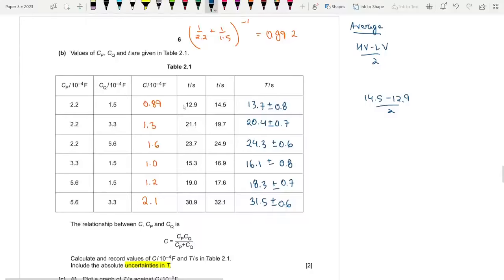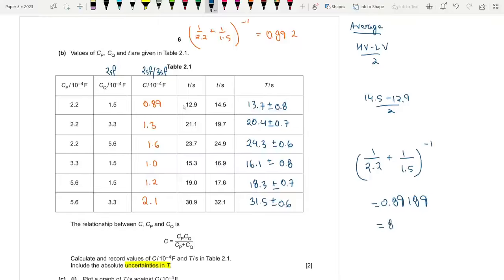For example, 1 by 2.2 plus 1 divided by 1.5 reciprocal. Do this in the calculator. What do you get? 1 by 2.2 plus 1 by 1.5 to the power minus 1, that is 0.89189. Now, since the data is in 2SF, you have the option to give the answer to 2SF or 3SF. So you can either write it as 0.89, or you can write it as 0.892. So either 2SF or 3SF since the data is given to 2SF. All right. So that's that.